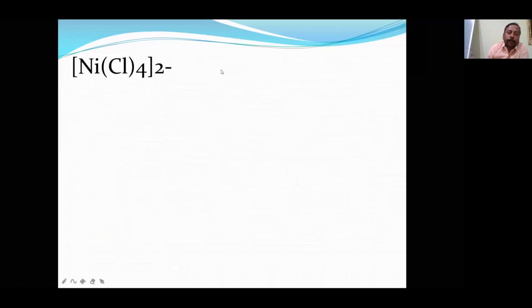Sorry, actually it is a misprint. It is [Ni(CN)4] 2 minus. So I am correcting it here. This was correct, not corrected. [Ni(CN)4] 2 minus. Here the question is [Ni(CN)4] 2 minus.